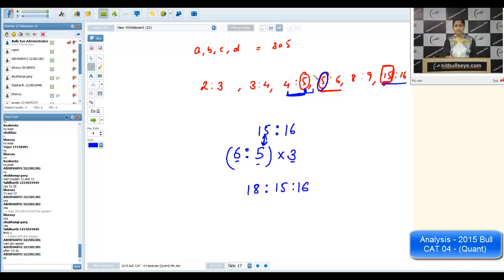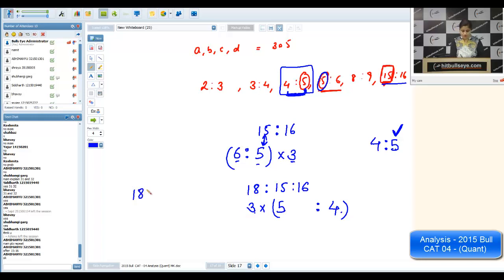We have one more ratio, 4 is to 5. As you can see, again a number 5 here. I'm trying to make 5 is to 4. Now again I'm multiplying this ratio by 3. So it will become 15 and 12. So all the four numbers will be 18 is to 15 is to 16 is to 12.